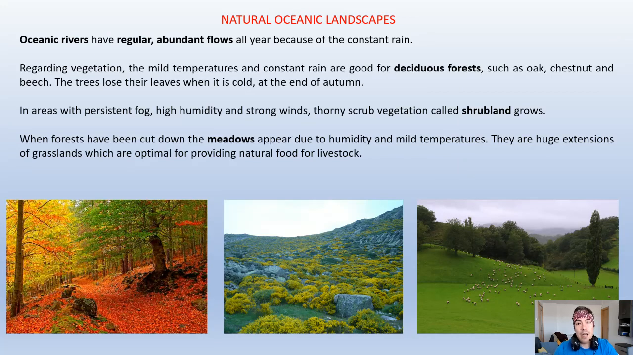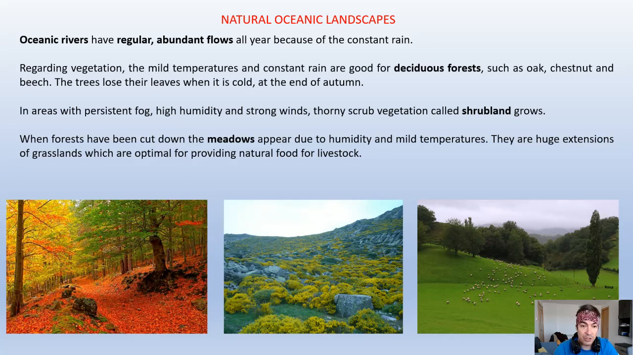So let's see how the natural oceanic landscapes look. The rivers in the oceanic landscapes have regular and abundant flow. Remember that the flow of a river is the amount of water it carries. And it is regular and abundant flow all year because of the constant rain. If it is raining all year long, the flow is going to be high, abundant and regular, okay? It is more or less the same during all the year.